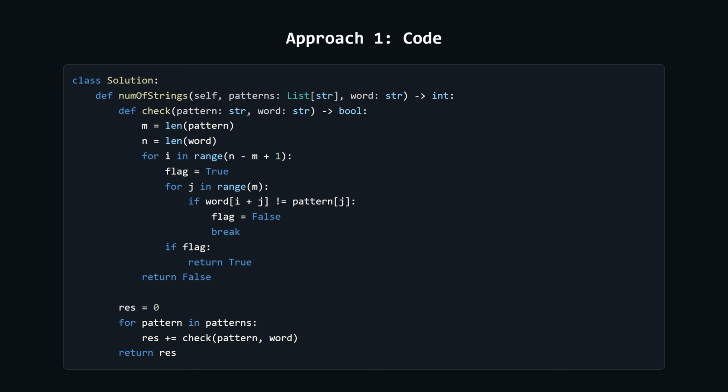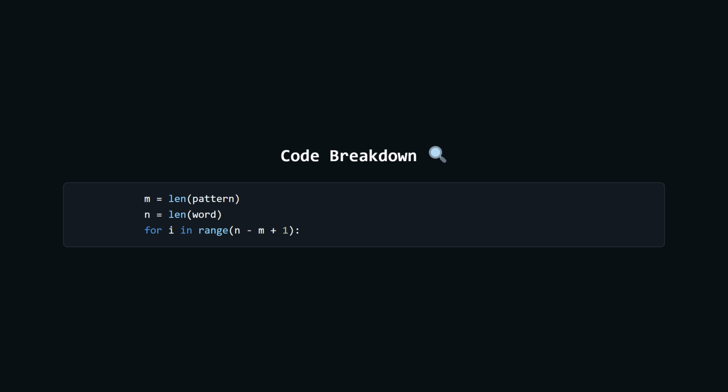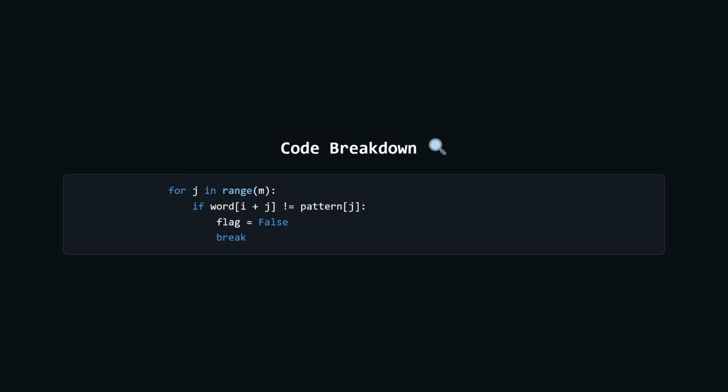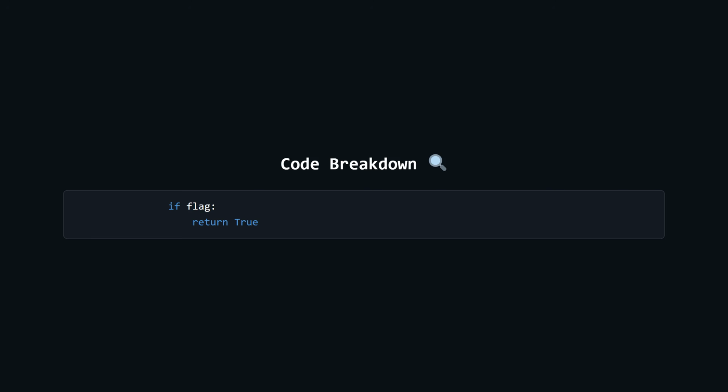Let's zoom in on a few key parts to see how it operates under the hood. Inside our checking function, we figure out the lengths of the pattern and the word. Notice that we only loop just far enough so that our pattern can actually fit before hitting the end of the word. We don't want to check starting positions that are too close to the end. Then, we do a character-by-character comparison. If we ever see a mismatch between the pattern and the current spot in the word, we flip a flag to false and break out early. No need to keep checking a bad fit. If we make it through that whole inner loop and our flag is still true, it means every single letter matched. We immediately return true to say we found it.